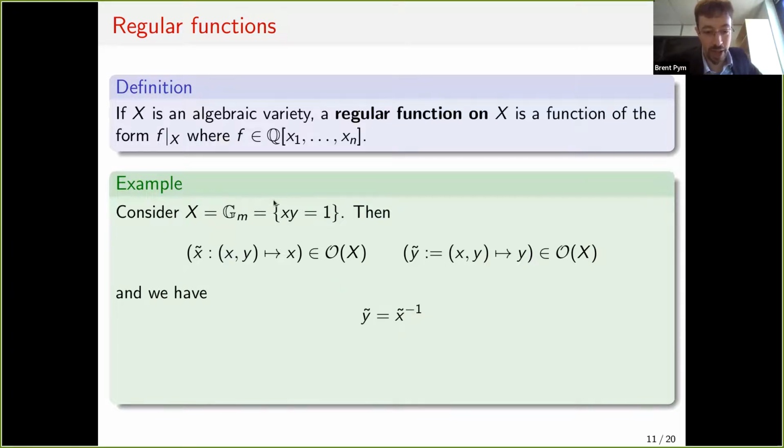Now, if x times y is equal to 1 for every point in this variety X, then it means that the functions which pick out the x and y coordinates are equal up to taking reciprocal. So this function y tilde is 1 over the function x tilde.